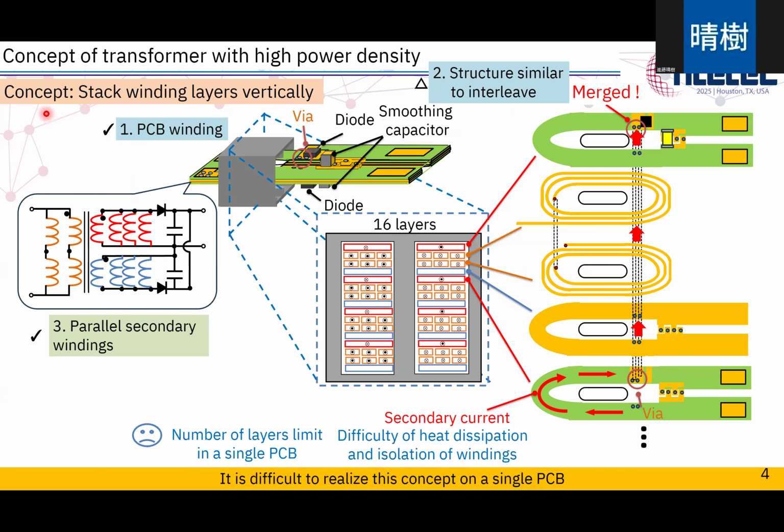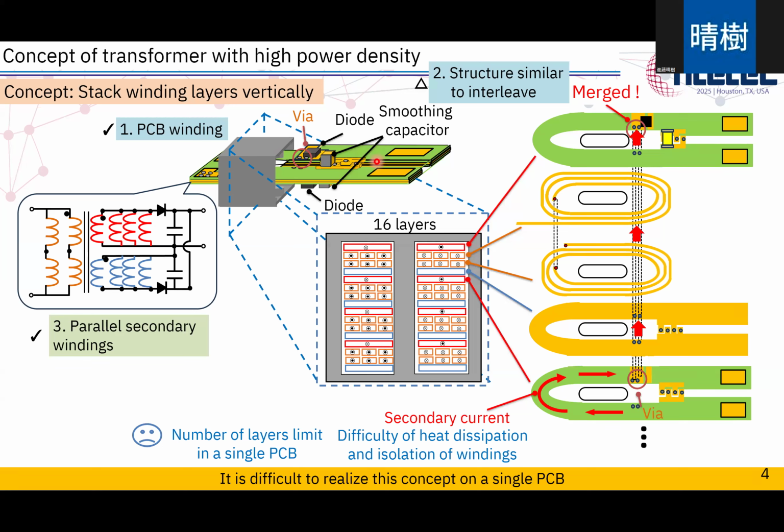So I introduce the concept of a transformer with high power densities. The concept is to stack winding layers vertically. And this is a PCB transformer that has four parallel secondary windings. And this is a cross-section of these transformers. And 16 winding layers are stacked vertically like this. And this is the expansion diagram of these winding layers.